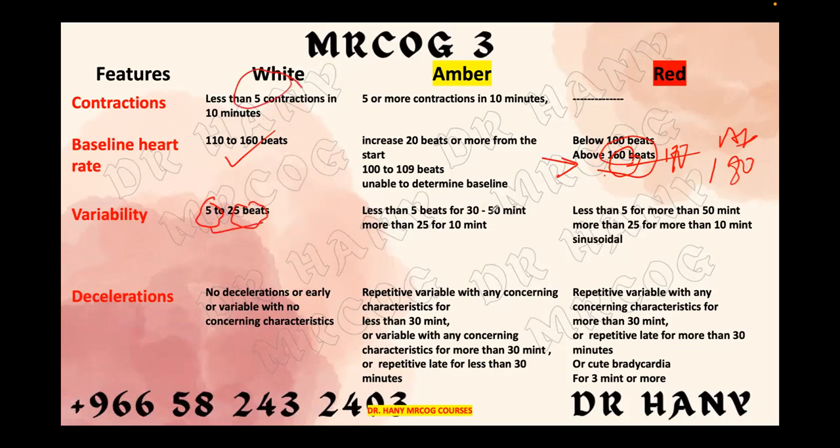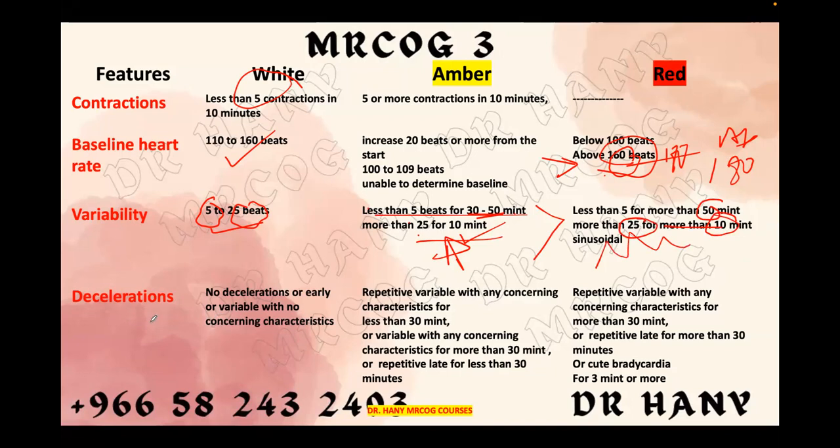Less than 5 for 50 minutes is amber. More than 25 for 10 minutes is amber, and this is a change; it was 25 for 25. So less than 5 for 50 minutes is amber, and more than 25 for 10 minutes is amber. If it exceeds this, it will be red: less than 5 for more than 50 minutes, or more than 25 for more than 10 minutes. And sinusoidal, which indicates fetal anemia, is red.